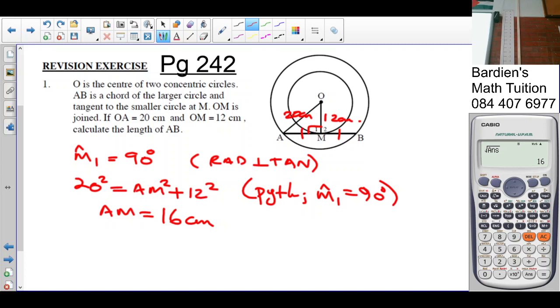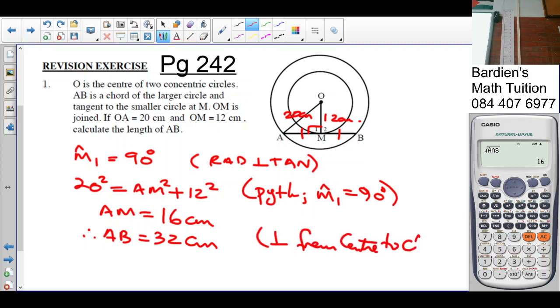A line drawn perpendicular to a chord bisects the chord. So we write perpendicular from center to chord. Therefore AB is equal to 32. Or you could have written 2 times 16, the same thing, then you write 32. So it's 32 centimeters wide, perpendicular from center to chord.